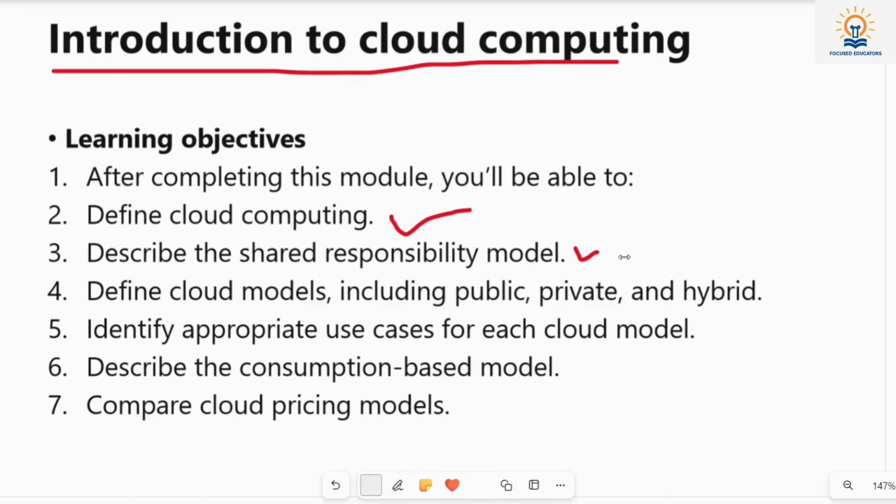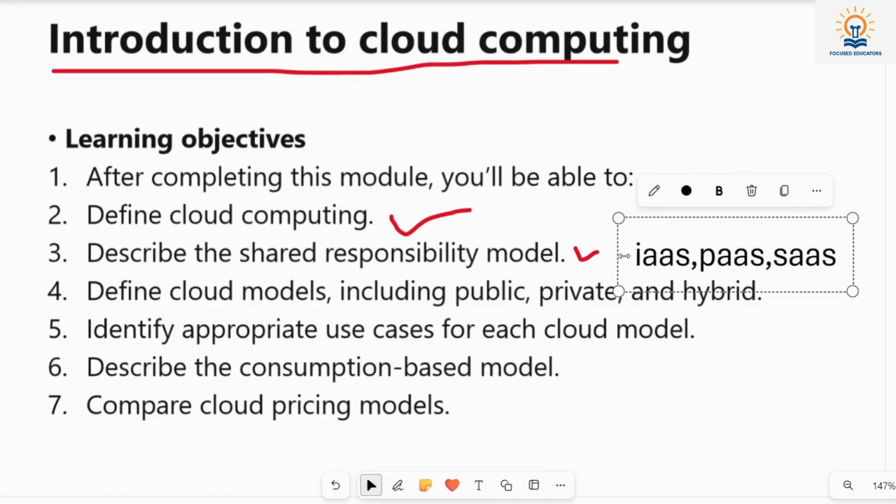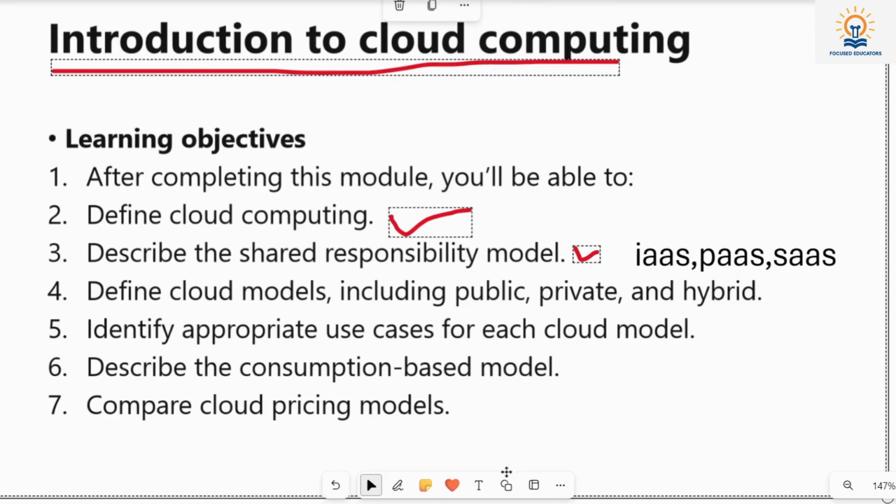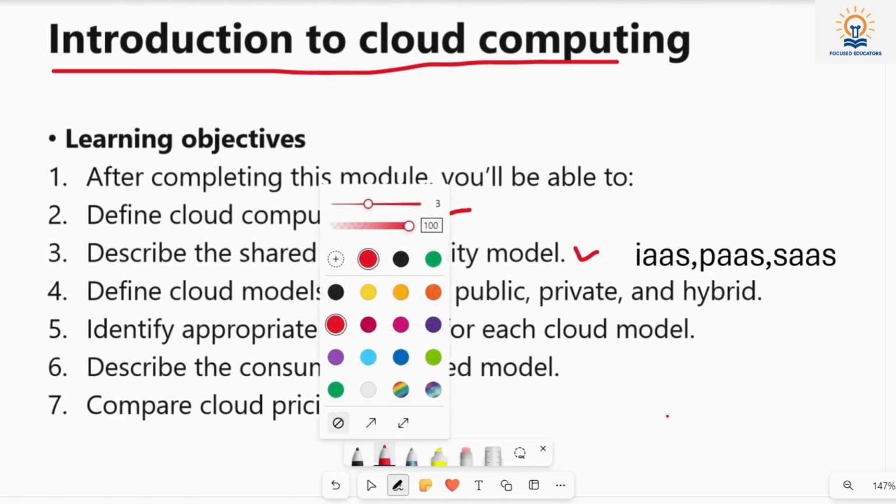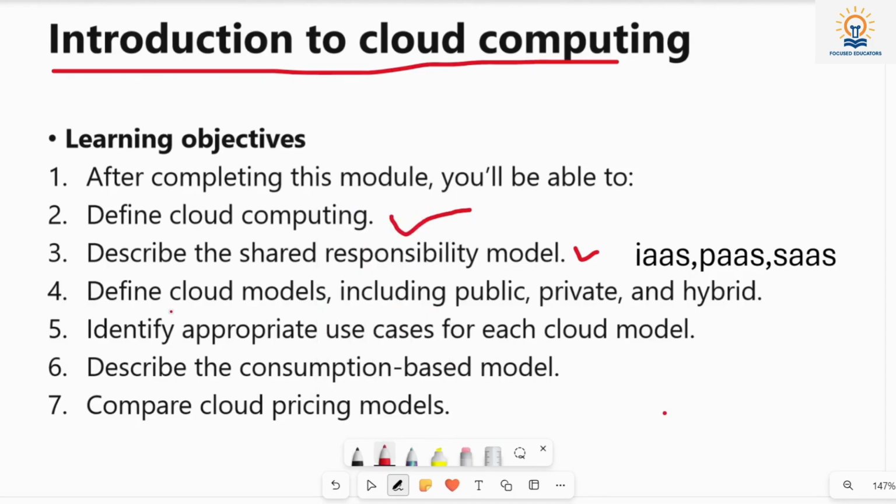What are those? Okay, let me put it here. These are infrastructure as a service, then platform as a service, and then software as a service. So we'll see all three, and you'll be able to learn a lot in this module, I would say. After that, we'll see what cloud models are. Then there are different models basically. Here I have just mentioned public, private, and hybrid models.